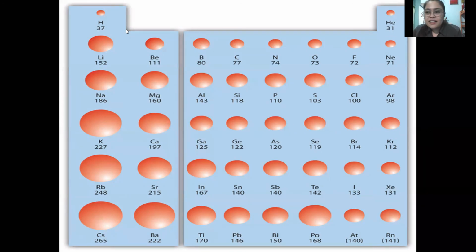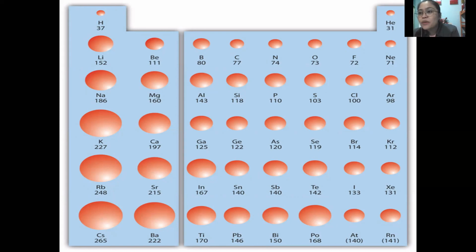So what is the trend? The trend is from left to right, tingnan nyo, nagde-decrease yung sizes ng ating atom. But from top to bottom, ayan, ito ang bottom, actually it's until cesium only, nag-i-increase yung atomic size. Ayan, so ang mga questions nito sa board exam is, example, which is bigger, boron or carbon? Or which is larger, carbon or nitrogen?